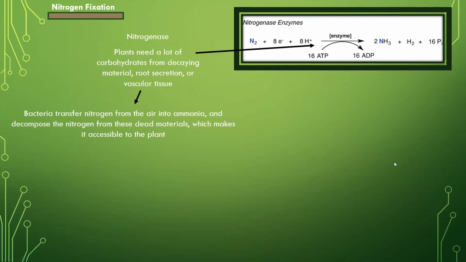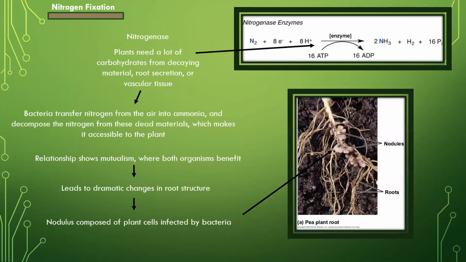And so bacteria transfer nitrogen from the air into ammonia and then decompose nitrogen from dead materials, which makes it accessible for plants, right? They're doing decomposition as well as nitrogen fixation. And so this is mutualism because both organisms are benefiting, right? This is a symbiotic relationship. By providing appropriate nitrogen to an environment, you create drastic changes in root structure. For instance, these nodules are areas of roots that have been infected by bacteria. And these bacteria are going to be working with the plant and helping provide nitrogen to them.